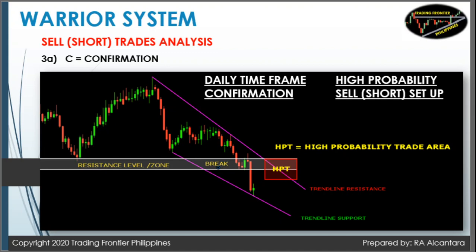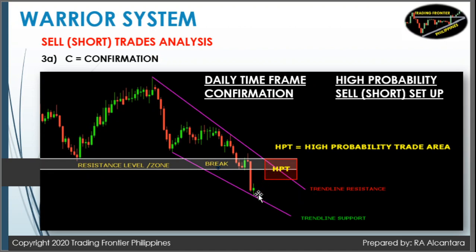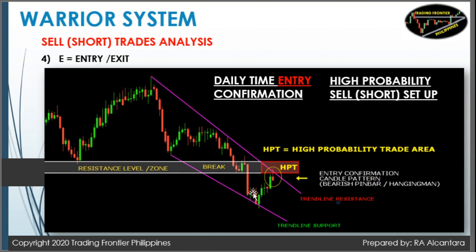Di ba? Simple lang. So, yan. Kita nyo? From here, we wait for the price to move where? To our HPT zone. At the same time, are we going to take trades blindly sa HPT zones kahit nag-reach na sa? No, we wait for the confirmation through the candle formations. So, we can see here na yung price is below the trend line, below the previous support now becomes new resistance. Diba?